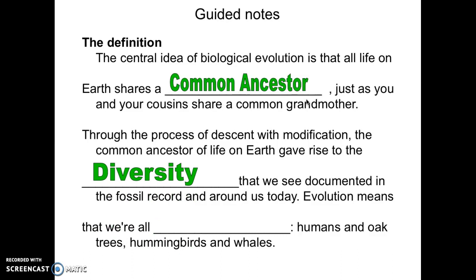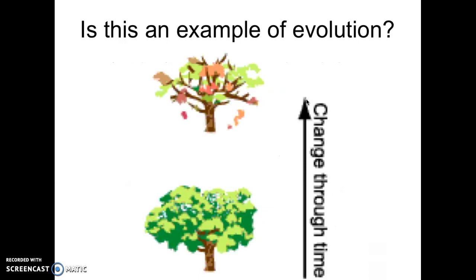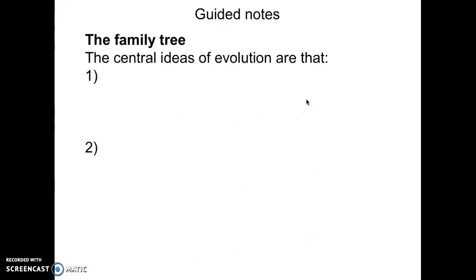The descent with modification also produced diversity, and different animals and plants and all life on Earth are distant cousins. This is not an example of evolution right here because this is change through time, but it's missing the descent part. The leaves are falling off the trees, but there are no babies being made. There's no descent.